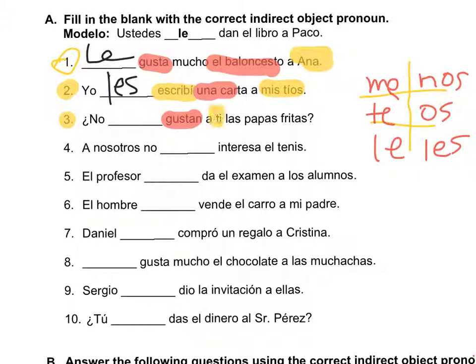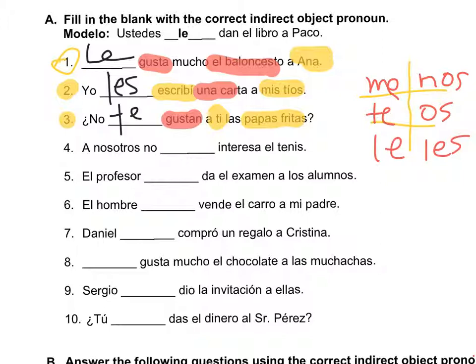So in this case, ti is our object of a preposition. After a is the preposition. We're not going to say a tu, we're going to say a ti. But it lets us know that the indirect object is the recipient, so therefore we're going to use the indirect object pronoun that corresponds to ti, which is going to be te. And notice the gustan is plural because papas fritas is plural. So the answer is going to be: no te gustan a ti las papas fritas.